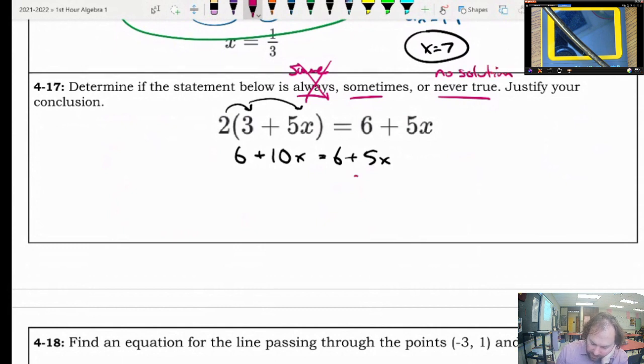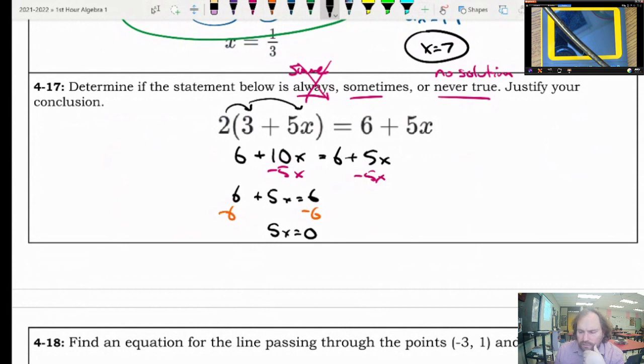If we subtract 5x from both sides, we get 6 plus 5x equals 6. Now we subtract 6 from both sides, we get 5x equals 0. Now this is a common place where students will say no solution, but there actually is a solution. If you divide by 5 on both sides, you get x equals 0. x equals 0 does make this equation true.